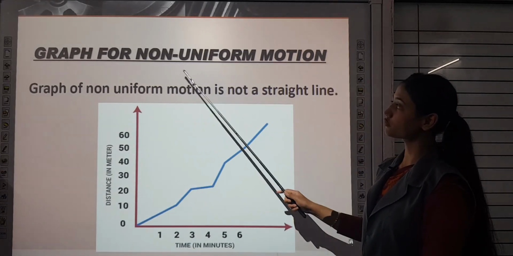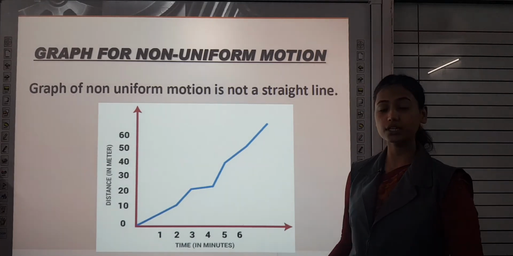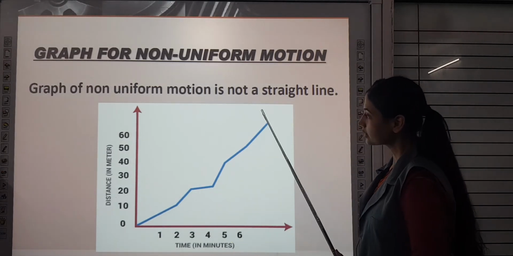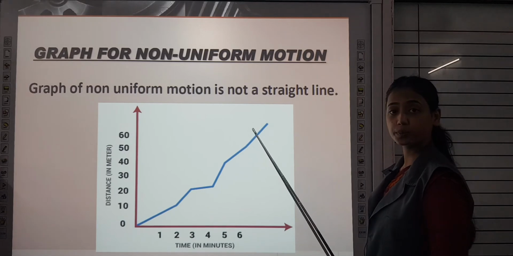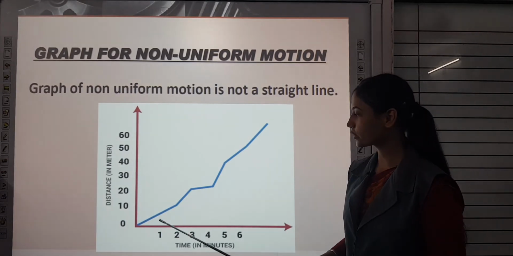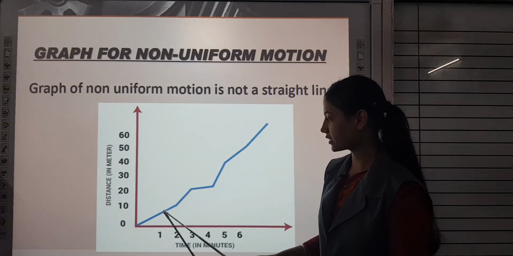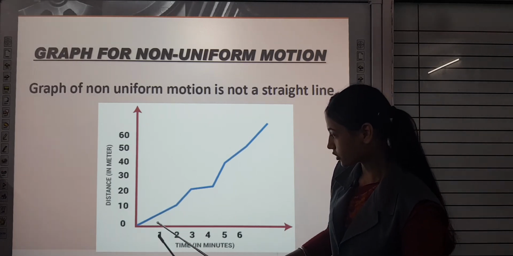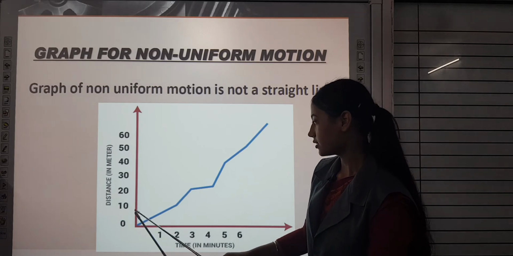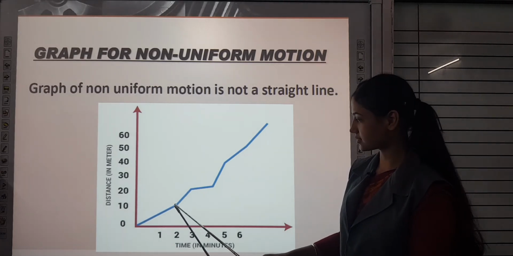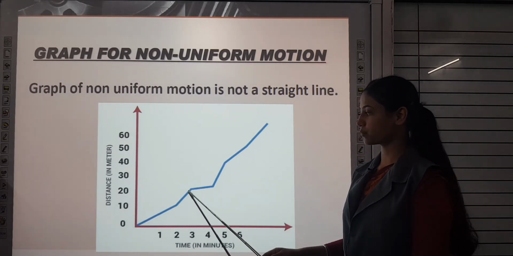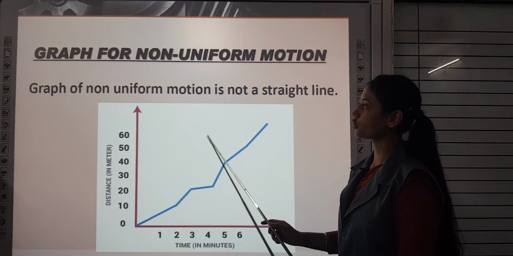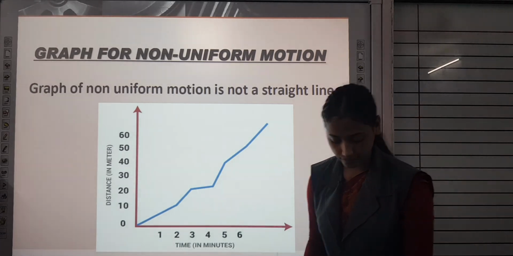Whereas in case of non-uniform motion, the body covers unequal distances in equal intervals of time. So the graph will not be a straight line. Here you can see in the first minute it is covering, let's say, 7 meters. Then in the first 2 minutes it is covering 7 meters. Then it suddenly speeds up and the line is not straight. So the graph of non-uniform motion is not a straight line.